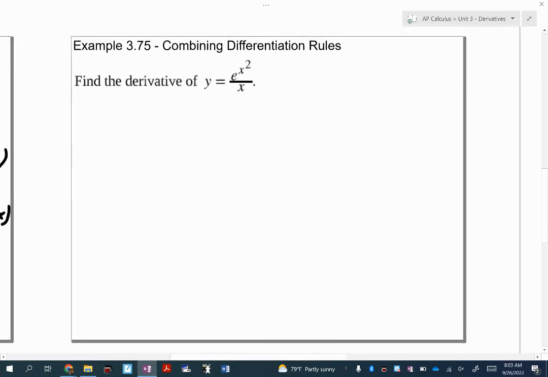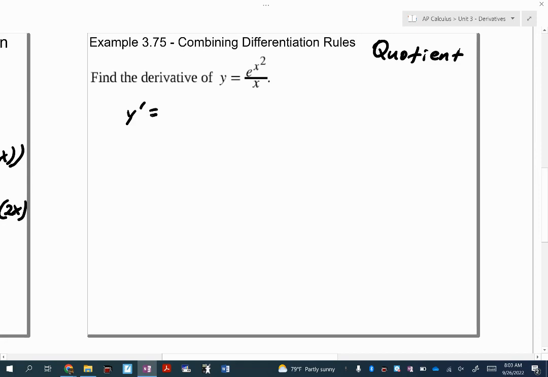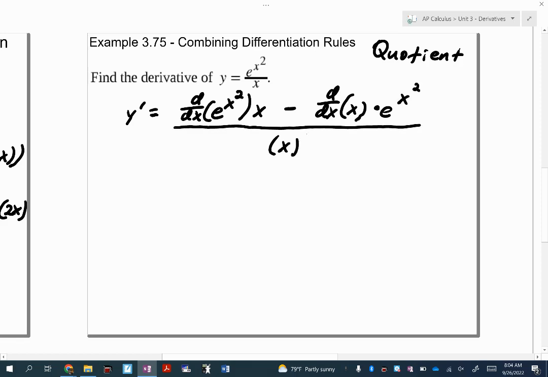Okay, let's do the same idea, but we're going to use some rules from one of the first lessons, our lesson on 3.3 called differentiation rules, because I'm going to be using the quotient rule here. So to find the derivative of y, I'm going to do d/dx of e to the power of x squared times the original denominator x, minus the derivative of the denominator times the original numerator, all over our denominator squared. Again, I'm trying to show all my steps so you can hopefully watch this video and learn a little bit about how to do this.